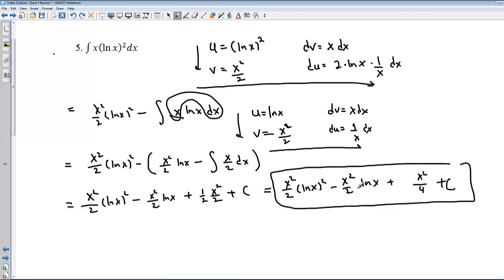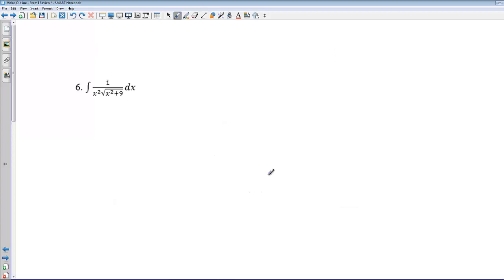But let's just leave it like this, because I think the new stuff is just learning how to use integration by parts. And this is a good example, because you don't do it once, you actually do it twice. All right, so let's look at the last example. This is the trig substitution example.